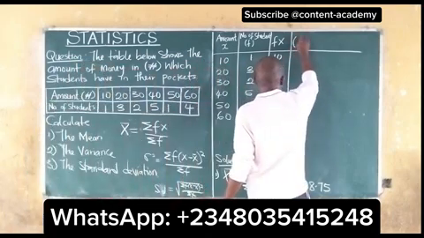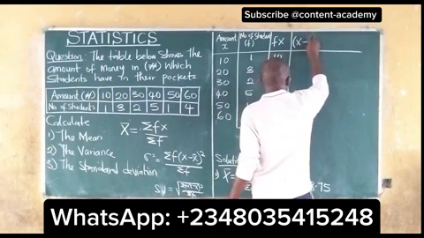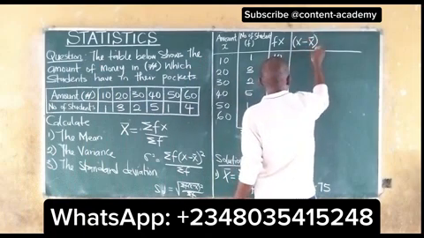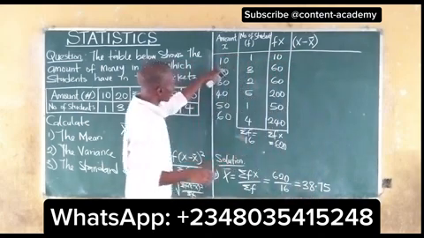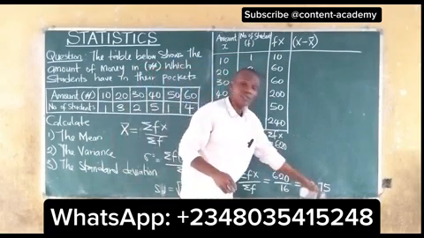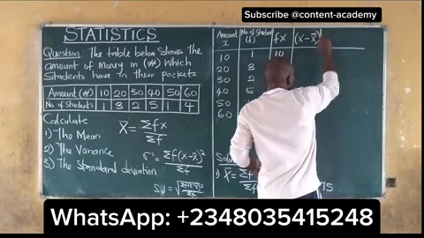We say x minus the mean. That is what we'll have to write out here. So individual values for x, that means 10 minus 38.7. This side, we'll have to tabulate this.